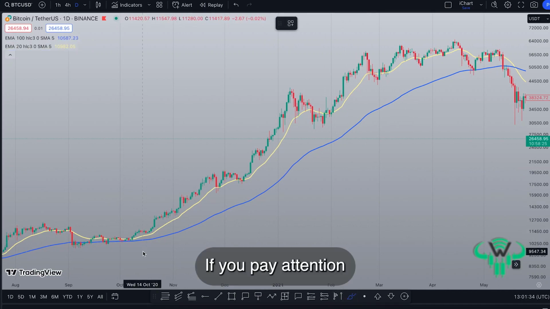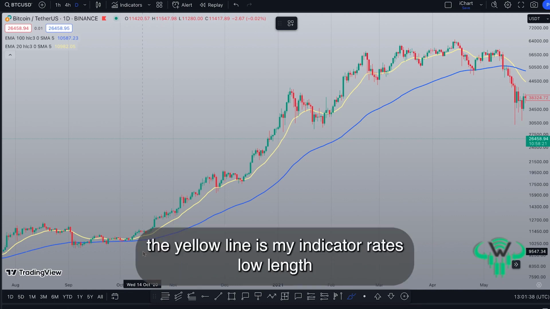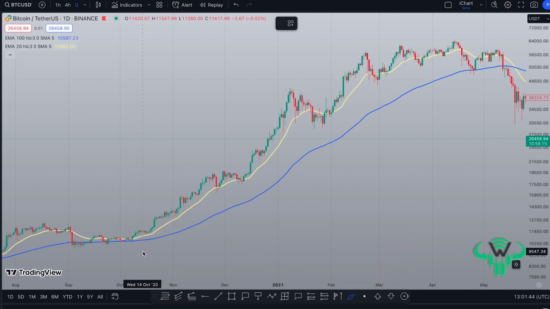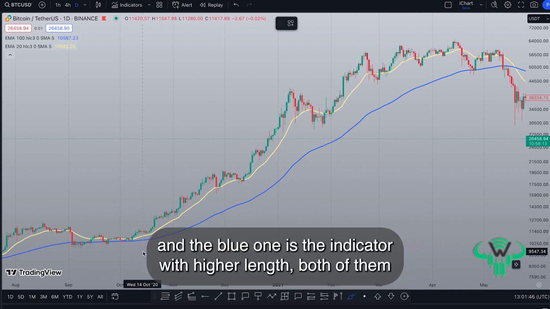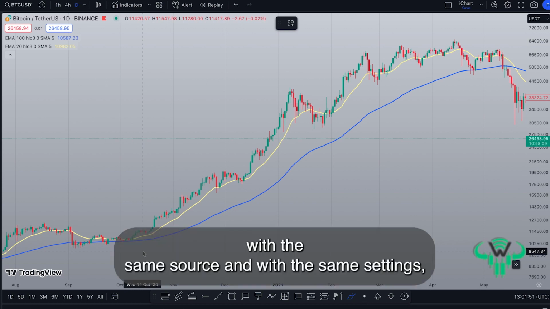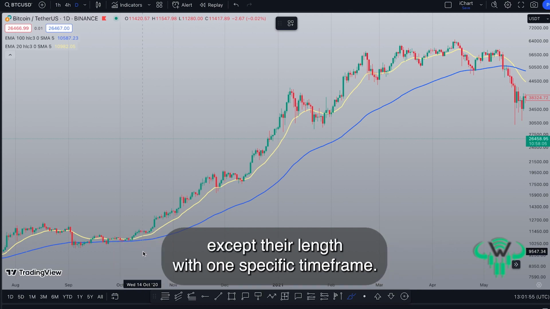If you pay attention, in order to make it clear, the yellow line is my indicator with lower length, and the blue one is the indicator with higher length. Both of them with the same source and with the same settings, except their length, with one specific time frame.